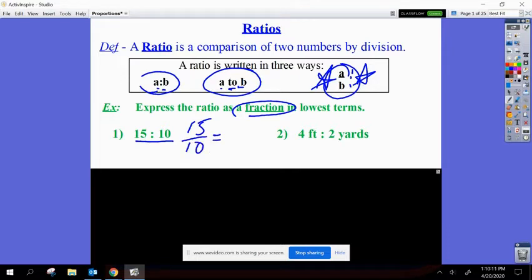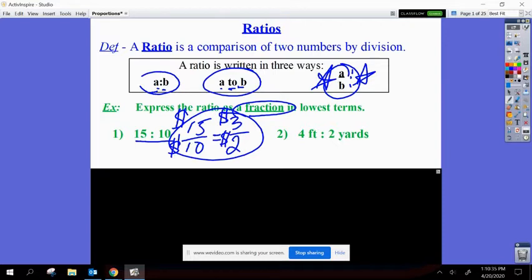What goes into both 15 and 10? 5, of course. 5 goes into 15 3 times. 5 goes into 10 2 times. So if I say to you, and this is again what a ratio is, that for every $15 that you earn, someone else earns $10, that is the same as you earning $3 for every $2 that they earn.